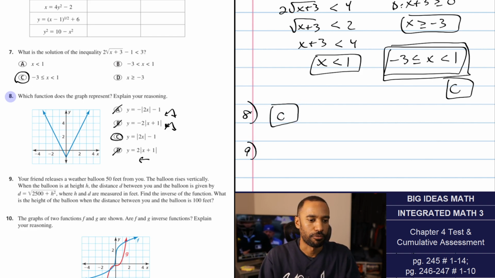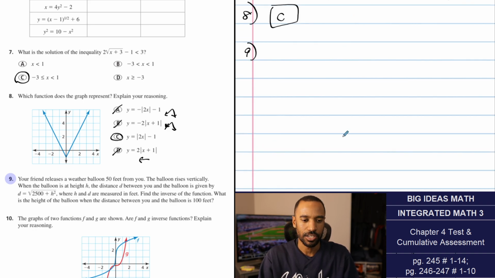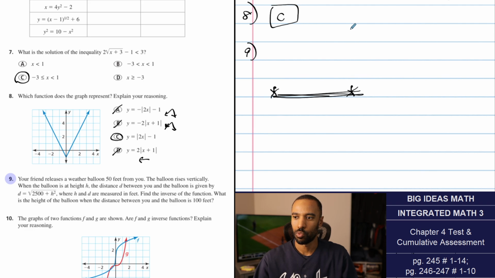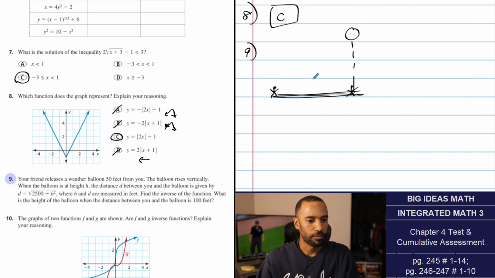Number 9. Your friend releases a weather balloon 50 feet from you. The balloon rises vertically. I might have to draw this. When the balloon is at height h, the distance between you and the balloon is given by that. So, okay, let's see. Here I am, here's the friend. This is supposed to be ground level. They released the weather balloon right there. It's 50 feet from me. The balloon is at height h.